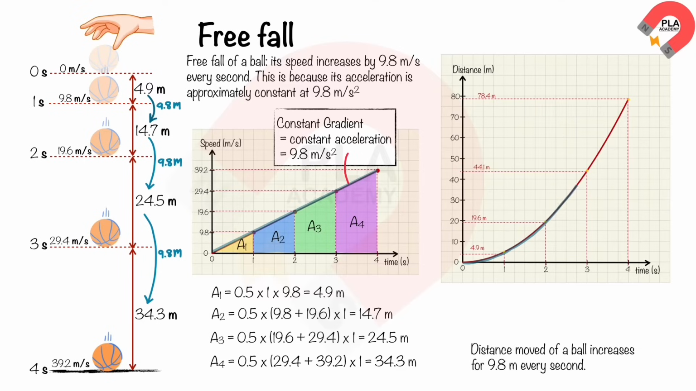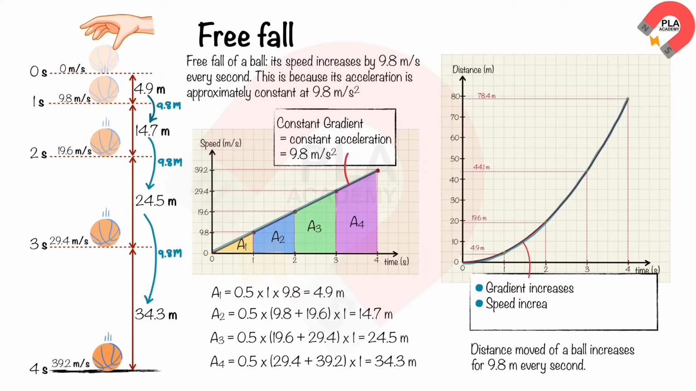Then we draw a best fit curve. The distance time graph shows that the gradient is increasing, which indicates that the speed is also increasing with constant acceleration of 9.8 meters per second squared.